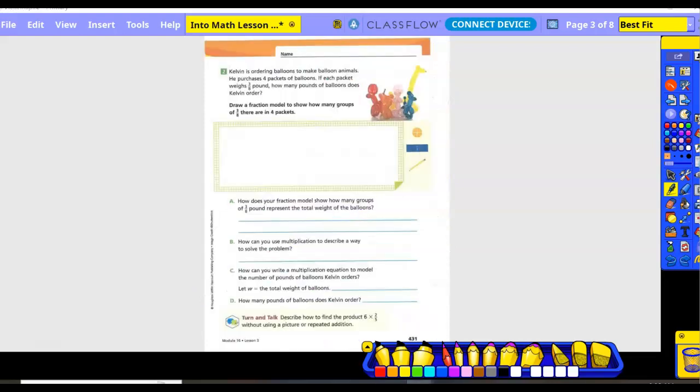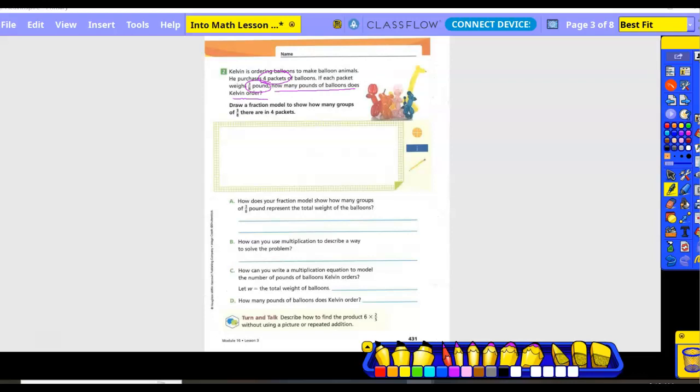Right. Number 2, Kelvin is ordering balloons to make balloon animals. He purchases 4 packets of balloons. If each packet weighs 3/8 pounds, how many pounds of balloons does Kelvin order? Okay, so they want us to draw a fraction model again. Now the fraction models I've been drawing are the same as our normal ones. I've just been putting them vertically instead of horizontally. So you can do it either way. All right. So 4 packets, 3/8 pounds. How many pounds of balloons does Kelvin order?